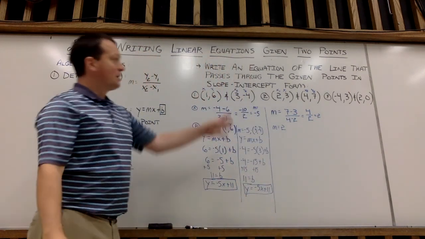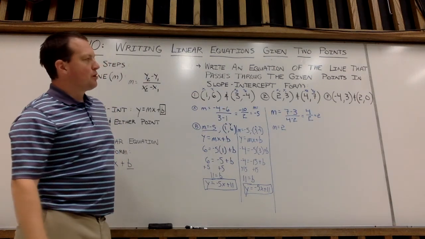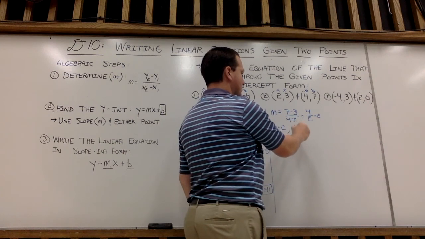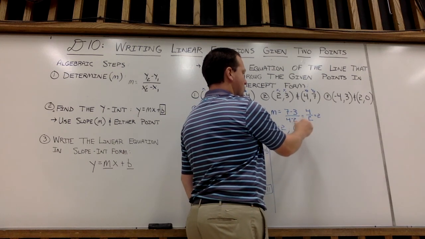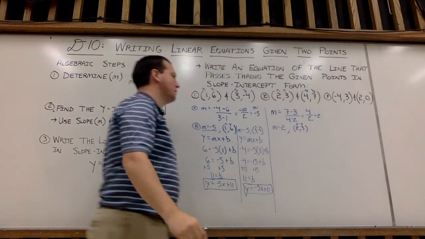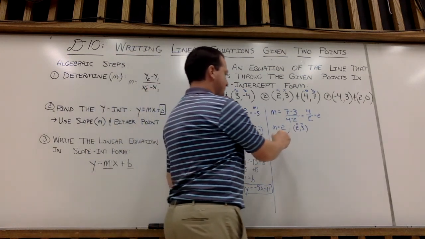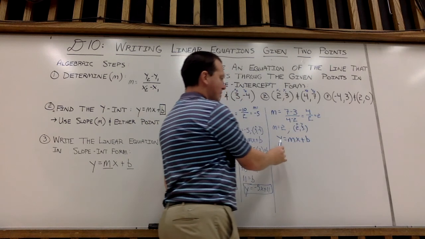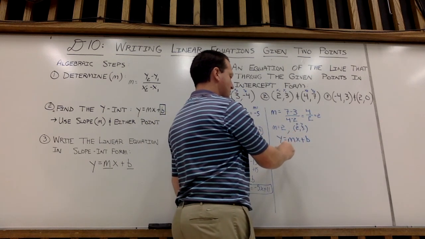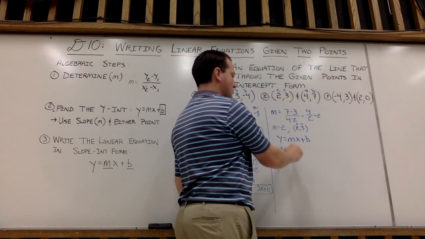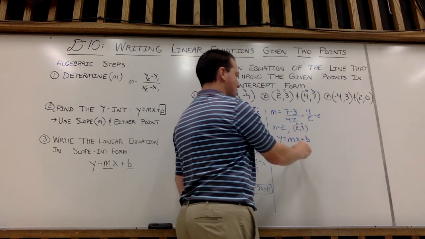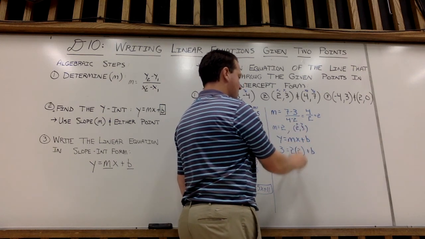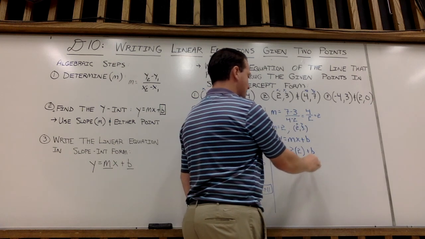I am then going to pick either one of the ordered pairs, (2, 3) or (4, 7), to find b. I'll use (2, 3), and in the interest of your time, I'm only going to do this one ordered pair. So I'm going to plug these into y equals mx plus b. My y value is 3, m is 2, x is 2, plus b. So I've got 3 equals 4 plus b.